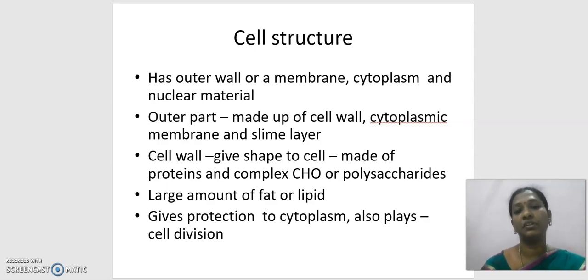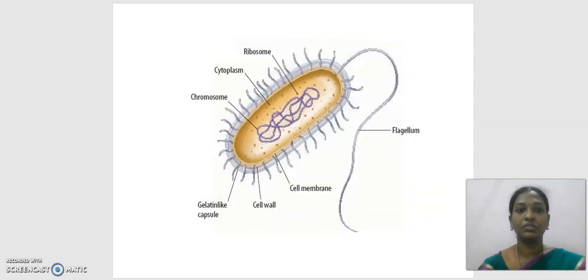The different shapes of the cell are given only by how the cell wall has formed. And usually the cell wall is a very thick structure. It is made up of protein and complex carbohydrates or polysaccharides. They also contain a large amount of fat or lipid. The most important role is that it gives protection to the cell and the cytoplasm, and also plays an important role in cell division. So this is the structure of the bacterial cell.